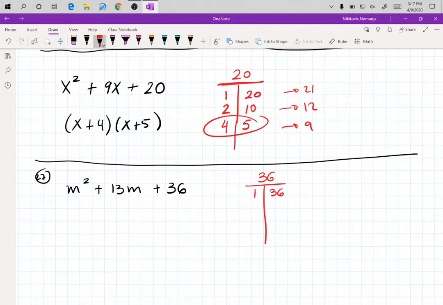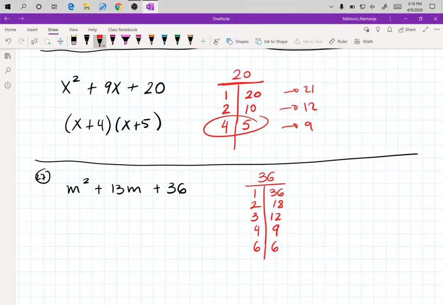1 and 36, 2 and 18, 3 and 12, 4 and 9, 5 doesn't work because 36 is not divisible by 5, but 6 times 6. And these are all the pairs that will multiply into 36. You start with 1, it's always there, and then if the number is even, it will be divisible by 2, and if the sum of the digits is divisible by 3, it will be divisible by 3. If the last two digits are divisible by 4, there are rules that you can memorize, or you can just use a calculator and look for whole numbers on the other side.